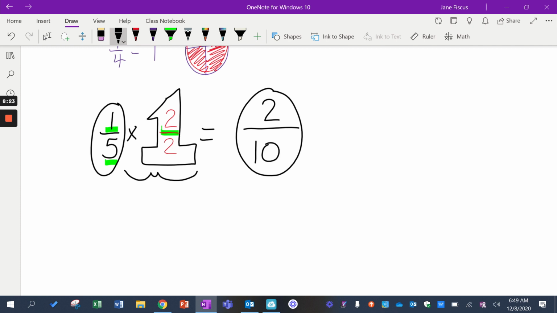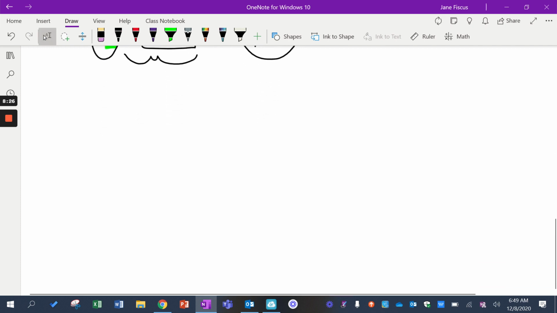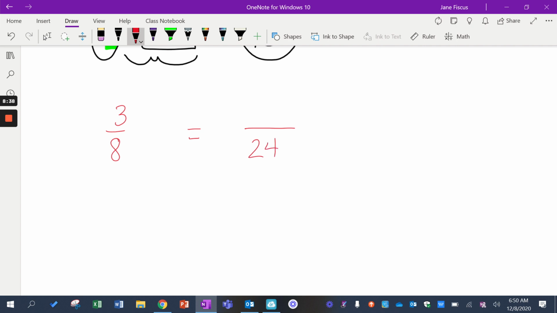Okay, let's try another example. How about 3/8? What if this time I want to see what is the equivalent fraction to 24ths? How can I turn 3/8 into something that has 24 equal pieces? We know that this should be equal if we use the identity property.